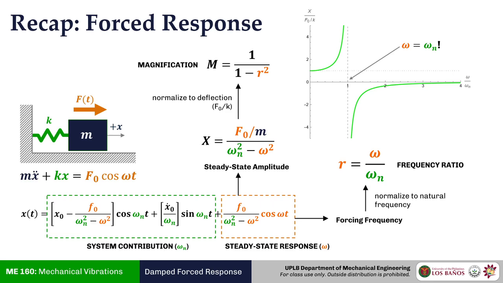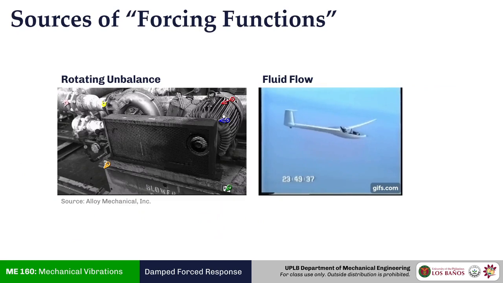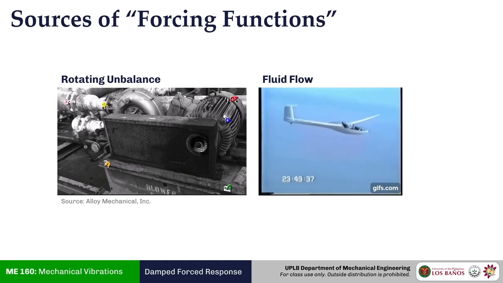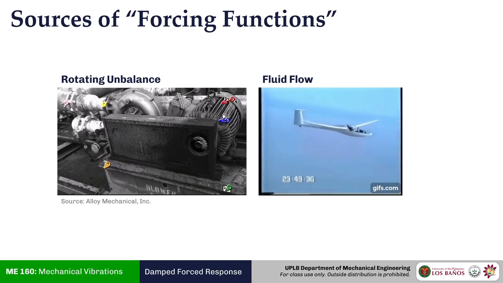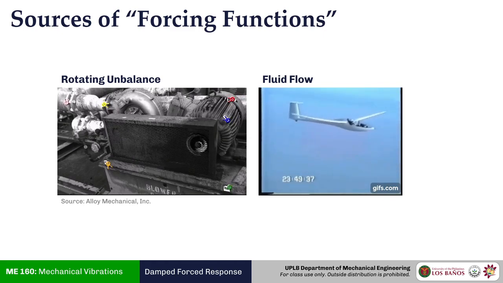Saan nga ba tayo nakakuha ng what we call the forcing function or harmonic excitation? So, in mechanical engineering, usually, they come out of two phenomena. So, first is a rotating unbalance. So, pwede manggaling to sa turbine, compressor, pump, or any other rotating device. Pag yung device mo ay hindi balanse at umikot siya, pwede siyang mag-induce ng harmonic excitation as you see in this animation.